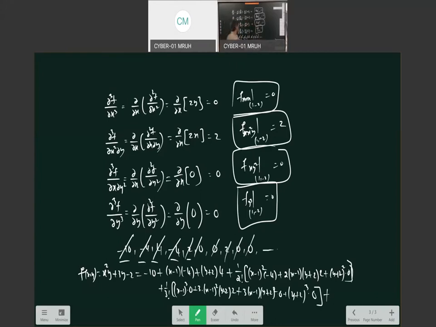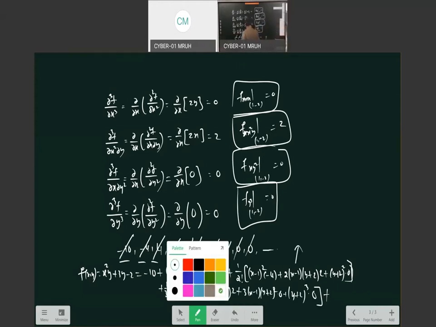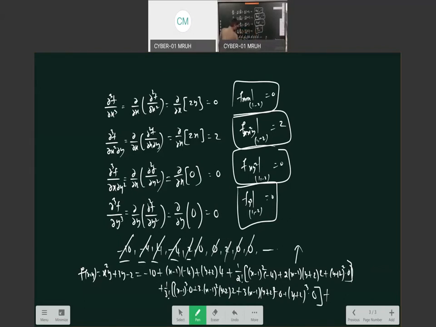Now let me simplify this. Don't expand it. So wherever the zeros are happening, let me cancel those zeros. 0, 0, 0, 0. Anything else? Now let me write down.